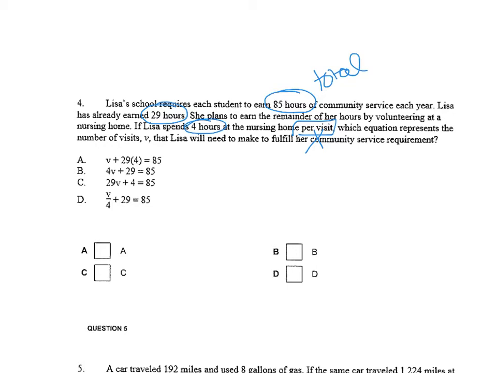Okay, so if I know that the 4 hours goes with the variable because that's per visit, I need to find this in one of those equations. So A doesn't work because they have the variable by itself. B works because it has 4 next to the variable. C does not work because that's 29 next to the variable. And D does not work because they have the variable with 4, but that's not how we write that. That's not how we would write per visit. So the only one that would make sense would be B.